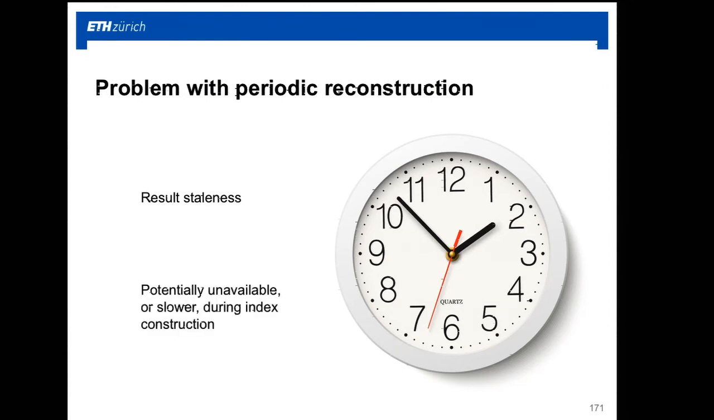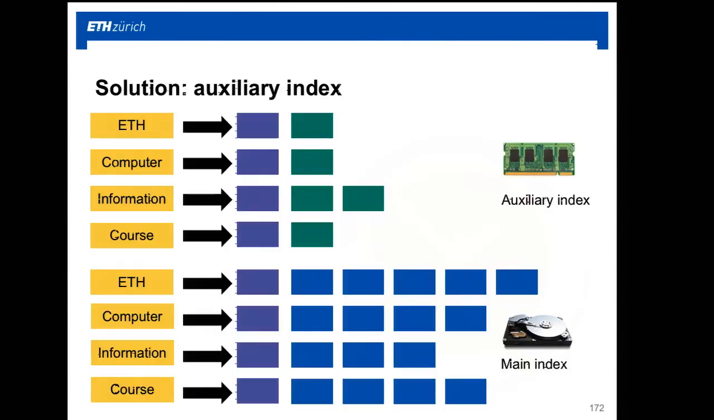And the other issue is that, unless you keep the old index in the meantime, you may have an unavailable system if you just throw it away because you don't have space. Or even if you keep the old index, it could be slower, because all the computing power that it takes to build the index takes resources, and you don't have these resources for querying. So you may have something slower. So this is a correct way of doing it. You can reconstruct the index periodically, but we have the staleness and slowness issues.